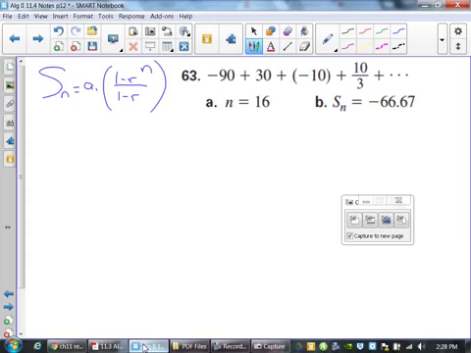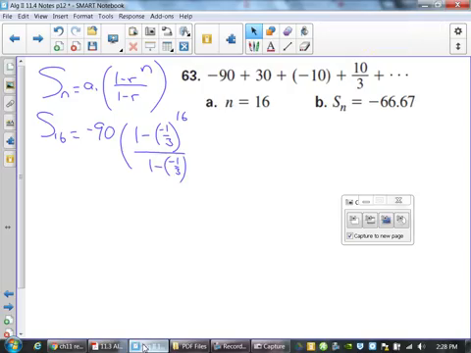And you're doing a lot of substitution. You have to figure out what your rate is. What's going to be your rate? Negative 1/3. So I'm going to find the sum of 16 of them. For the first term of negative 90, I get 1 minus negative 1/3 to the 16. And then it's going to be 1 minus negative 1/3. When you're doing a problem like this, you have to be very, very careful in how you set them up.